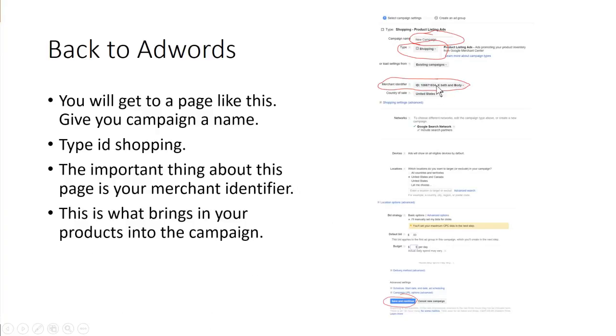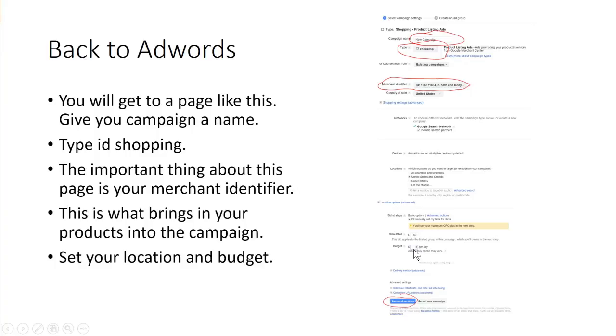All right. You're going to get to a page that looks like this. Give your campaign a name. The type is shopping. The important thing to note here is this merchant identifier, because this is what connects to your merchant account. This is what brings the products into this particular campaign. Now, set your location, set your budget, and fill all this information out.